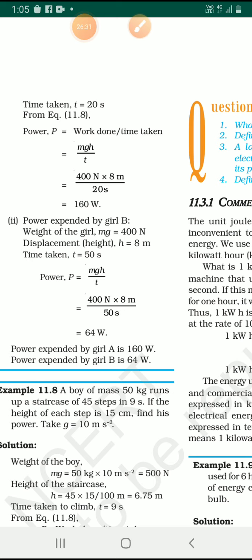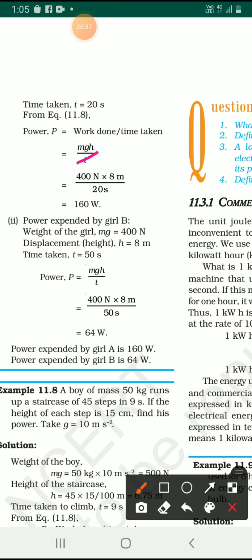So mg is 400, mass into gravity. You know that mg is 400, isn't it? Got it. And then the 8 meter height is given in the question, so I have written 8, and the time is given as 20 seconds, we have written that.